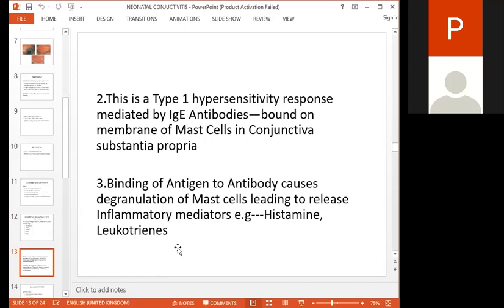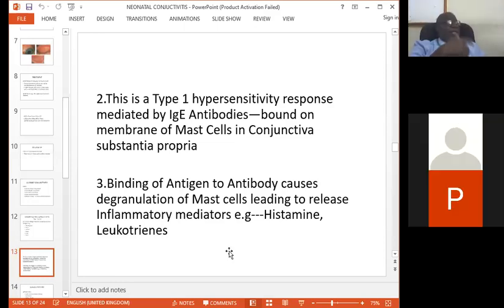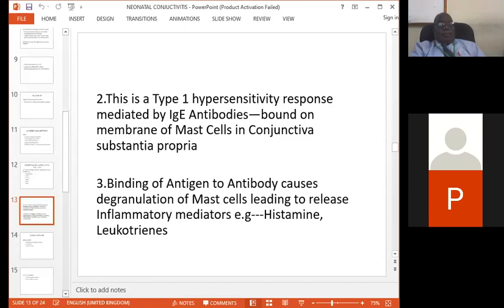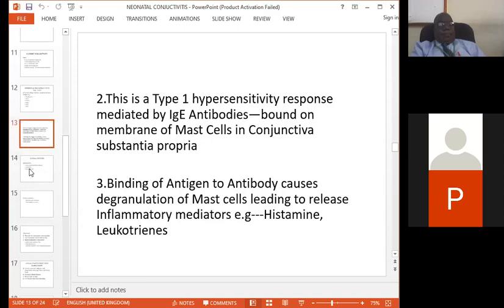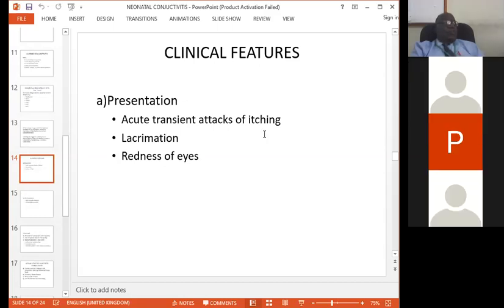You find a person who has just watering eyes, brownish in color. It's not a one-day affair. It's every day, every season it gets like that. Clinical features, presentation: acute transient attacks of itching. Very, very common.